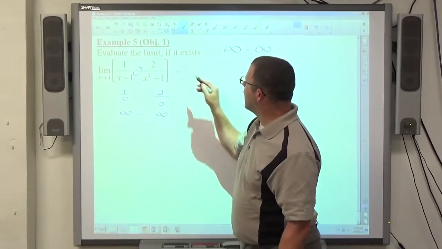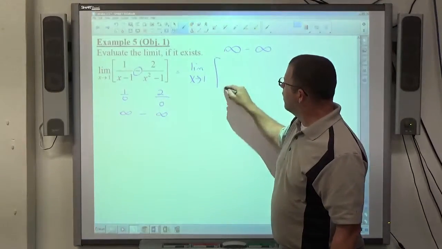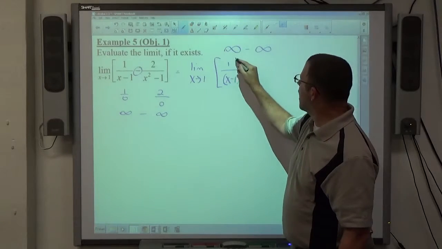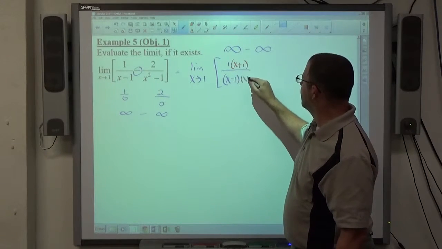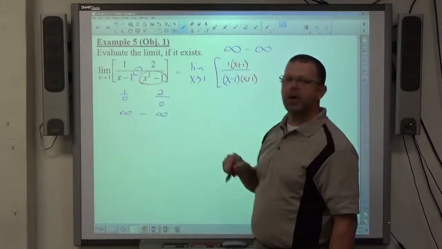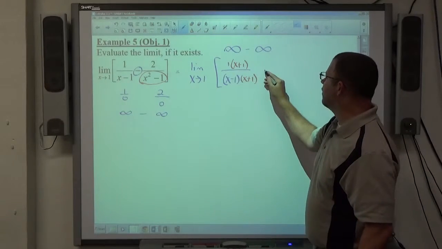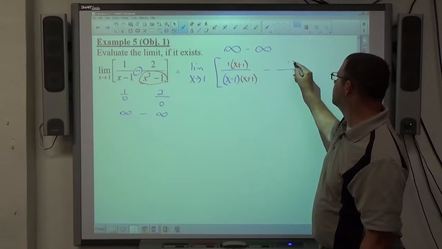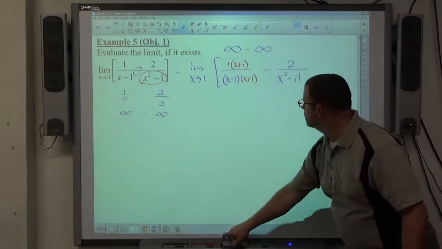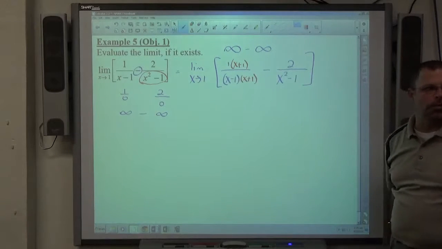So if I come over here, limit as x approaches 1, this first fraction, instead of 1 over x minus 1, I'm going to multiply top and bottom by x plus 1, because I recognize x minus 1 times x plus 1 is the factored form of x squared minus 1. So I'm creating that common denominator for the two fractions. I'm going to leave the second fraction as is, it already has the denominator I want. I'm going to leave it at x squared minus 1 with the knowledge that x squared minus 1 is equivalent to x minus 1 times x plus 1.